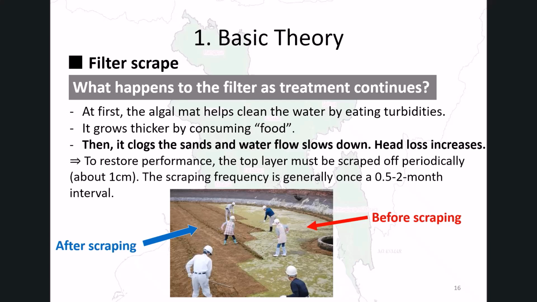To restore performance, the top layer of sand and algae must be scraped off periodically, usually about 1 centimeter each time. The interval depends on the condition but is typically between 2 weeks and 2 months. Before scraping, the surface appears dark and clogged. After scraping, the surface becomes clean and water flow improves, allowing the biological layer to regenerate.